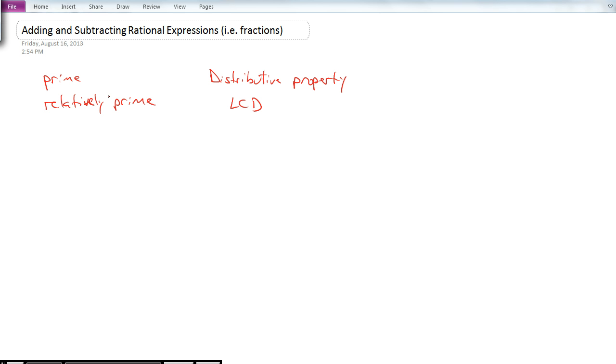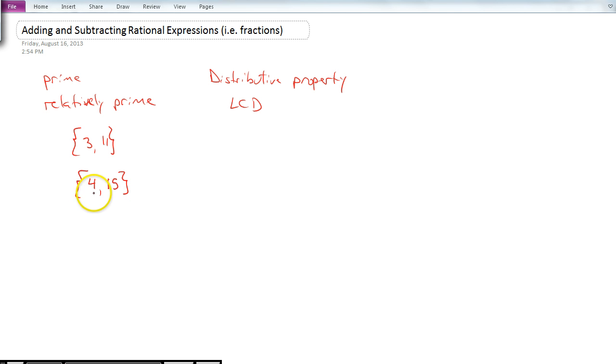For a set of numbers to be relatively prime, they can share no factors. So for example, 3 and 11, that pair of numbers is relatively prime, because they share no factors. If there's two numbers and one of them is prime, then the pair is going to be relatively prime. But another pair which has no prime numbers would be something like 4 and 15.